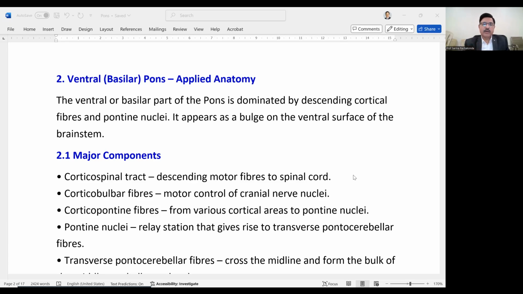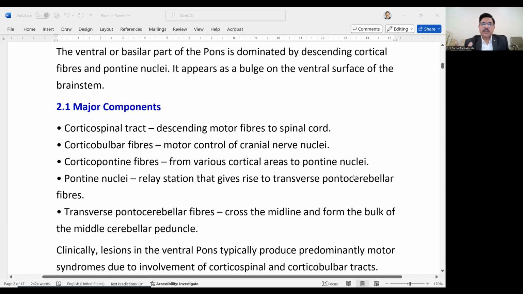corticobulbar fibers, and corticopontine fibers, and of course there are several pontine nuclei which are not the cranial nerve nuclei but other nuclei which are relay stations which give rise to transverse pontocerebellar fibers. These nuclei originate in the pons and terminate in the cerebellum. And the cerebrum gives the first-order connection to the pons. Second order are projected from the pons to the cerebellum. These are called the pontocerebellar fibers.